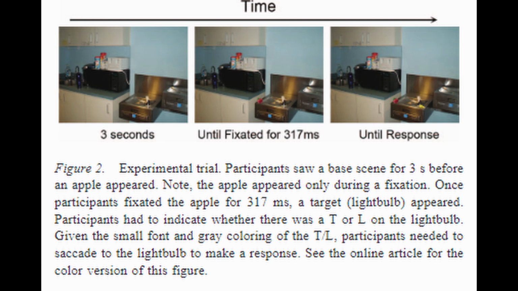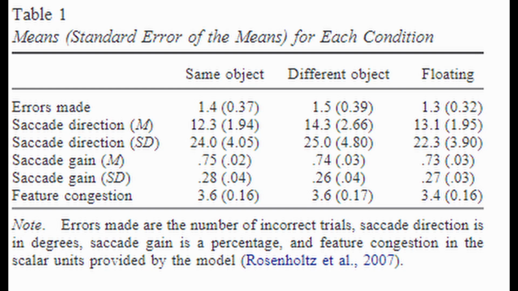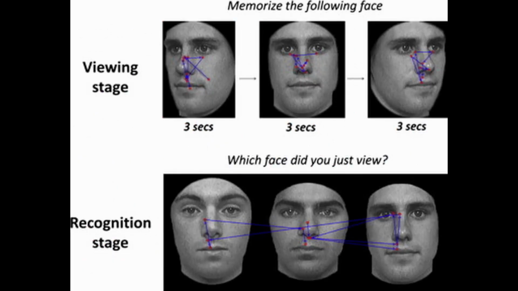The key task for the participant was to shift their gaze to the light bulb to perform a simple discrimination task, identifying whether the light bulb contained T or L. Measurements: Response time, RTs, how quickly participants responded to the target, and initial saccade latency, ISL, how quickly participants initiated their eye movements toward the target after its appearance.